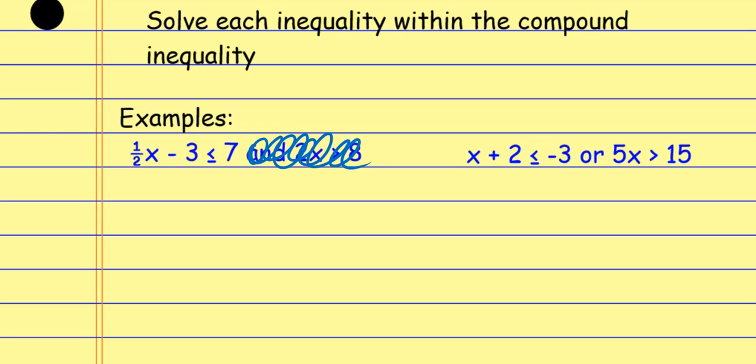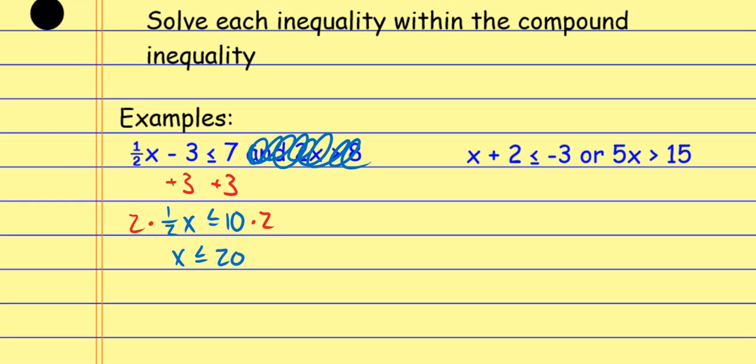I undo the subtraction first, so I'm going to add 3 to each side. So I get 1/2 x is less than or equal to 10. And now remember, a 1/2 is the same as a divided by 2. Remember, a fraction bar is a division sign. So to undo dividing by 2, I'm going to multiply each side by 2. I didn't multiply or divide by a negative, so the inequality symbol stays the way it is. And there it is. That one is solved.